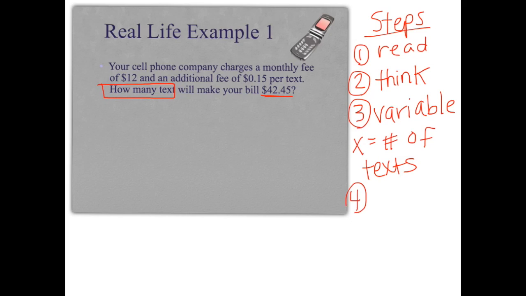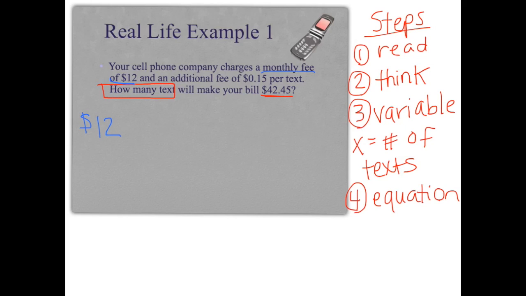Okay, step 4. Equation. I want you to approach this one the same way we did with the shirts and the shoes. So pause this and try to create an equation on your own. Okay, so we're trying to create an equation with the unknown variable x. So what do we know? We know, no matter what, that we're going to have a monthly fee of $12. So we're always going to pay that $12.